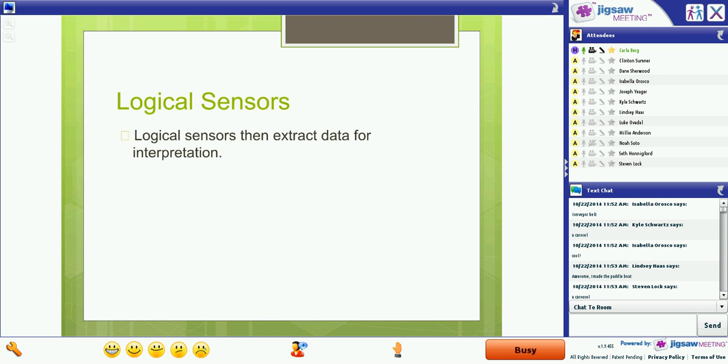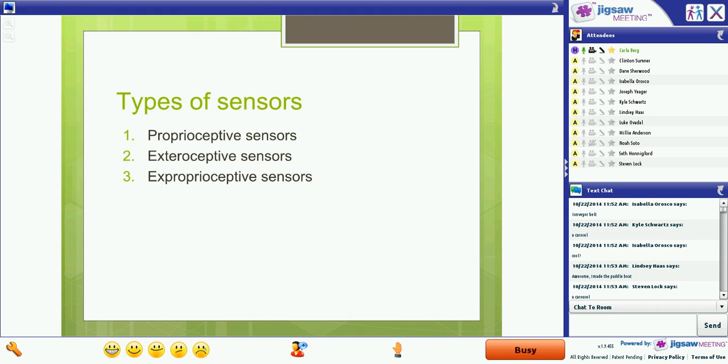So the physical sensor may say, there's a wall 10 feet ahead of us. The logical sensor is going to kind of make a decision. Okay, there's a wall 10 feet ahead of us. What do we do now?